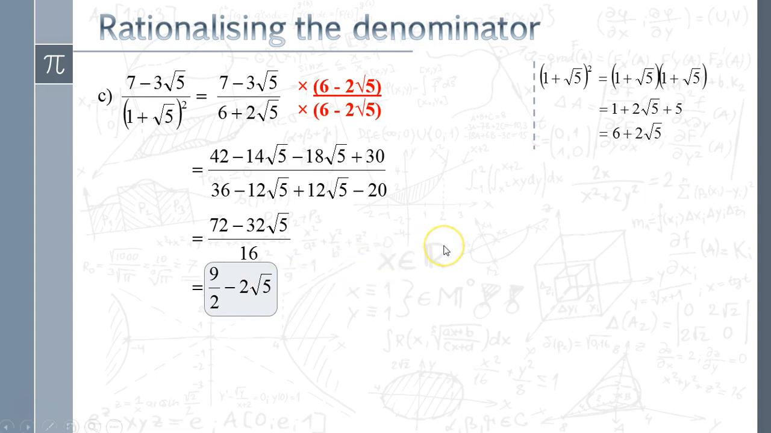Job done. So in both cases, what we've done is got rid of the square root on the bottom and ended up with our value in terms of a rational number there and an irrational part there.